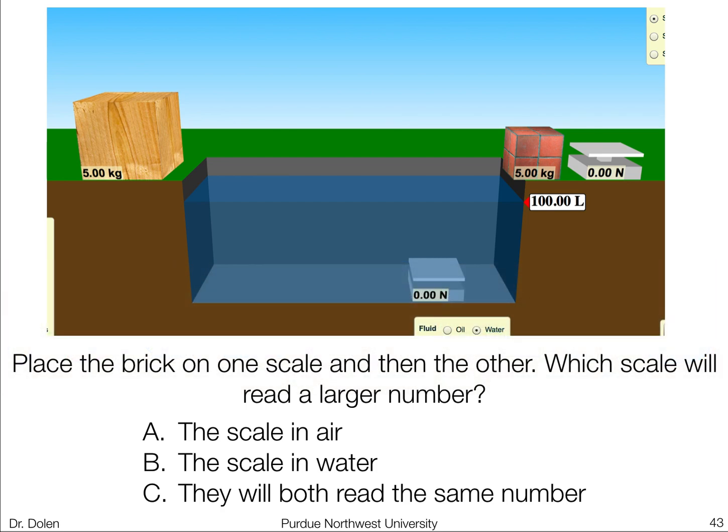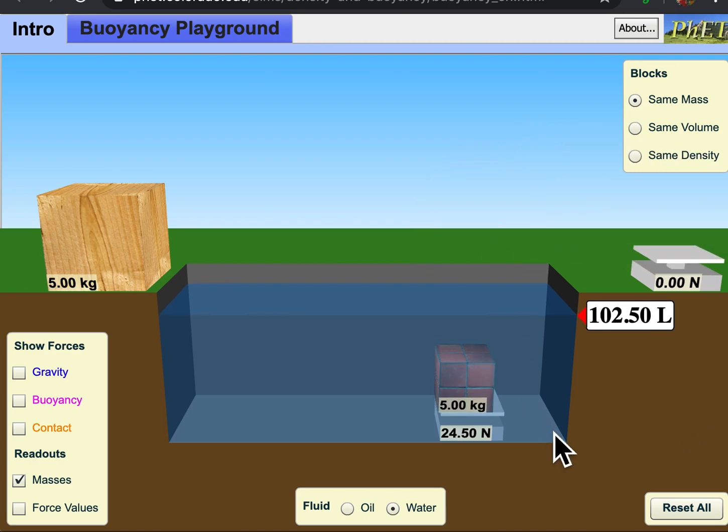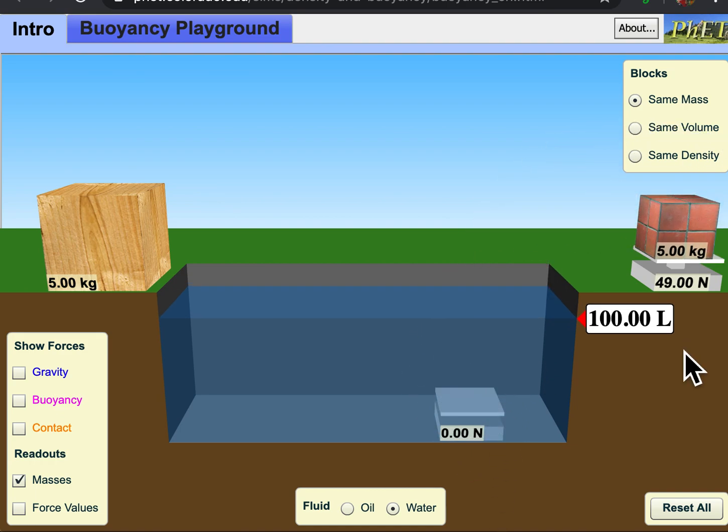Let's see, let's get the actual simulation up here. Okay, so I already put it on the scale there. So here's the brick. I can take the brick and put it on the scale outside of the water. It reads 49 newtons. Okay, that makes sense. The weight of this brick is m times g, so 5 kilograms times 9.8 meters per second squared, giving me 49 newtons. Okay, when I put the brick in the water and it submerges and lifts on that scale, it's reading only 24.5 newtons. So it's 24.5 newtons inside the water and 49 newtons outside of the water.